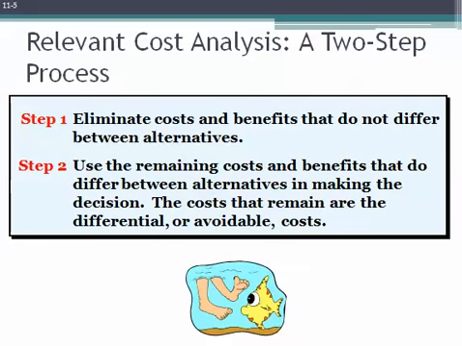Relevant cost analysis is a two-step process. Our first step is to eliminate costs and benefits that don't differ between alternatives. And again, these irrelevant costs will consist of sunk costs, costs that have already been incurred, and future costs that don't differ between alternatives. Then the second step is to use the remaining costs and benefits that do differ between the alternatives in making the decision. The costs that remain are referred to as differential or avoidable costs.